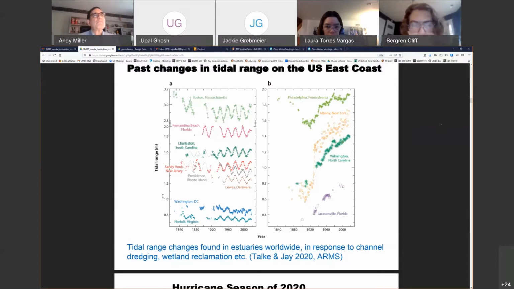Also, you'll notice that in other places like Washington, D.C. and Norfolk, Virginia, the tidal range has actually decreased gradually over the last 100 years. In other places like Philadelphia, Albany, New York, or Wilmington, North Carolina, you will see some very dramatic increases in tidal range in the 20th century. For example, in Philadelphia, from 1900 to about 1950, the tidal range actually increased from about 1.5 meters to about 2 meters, a huge change.